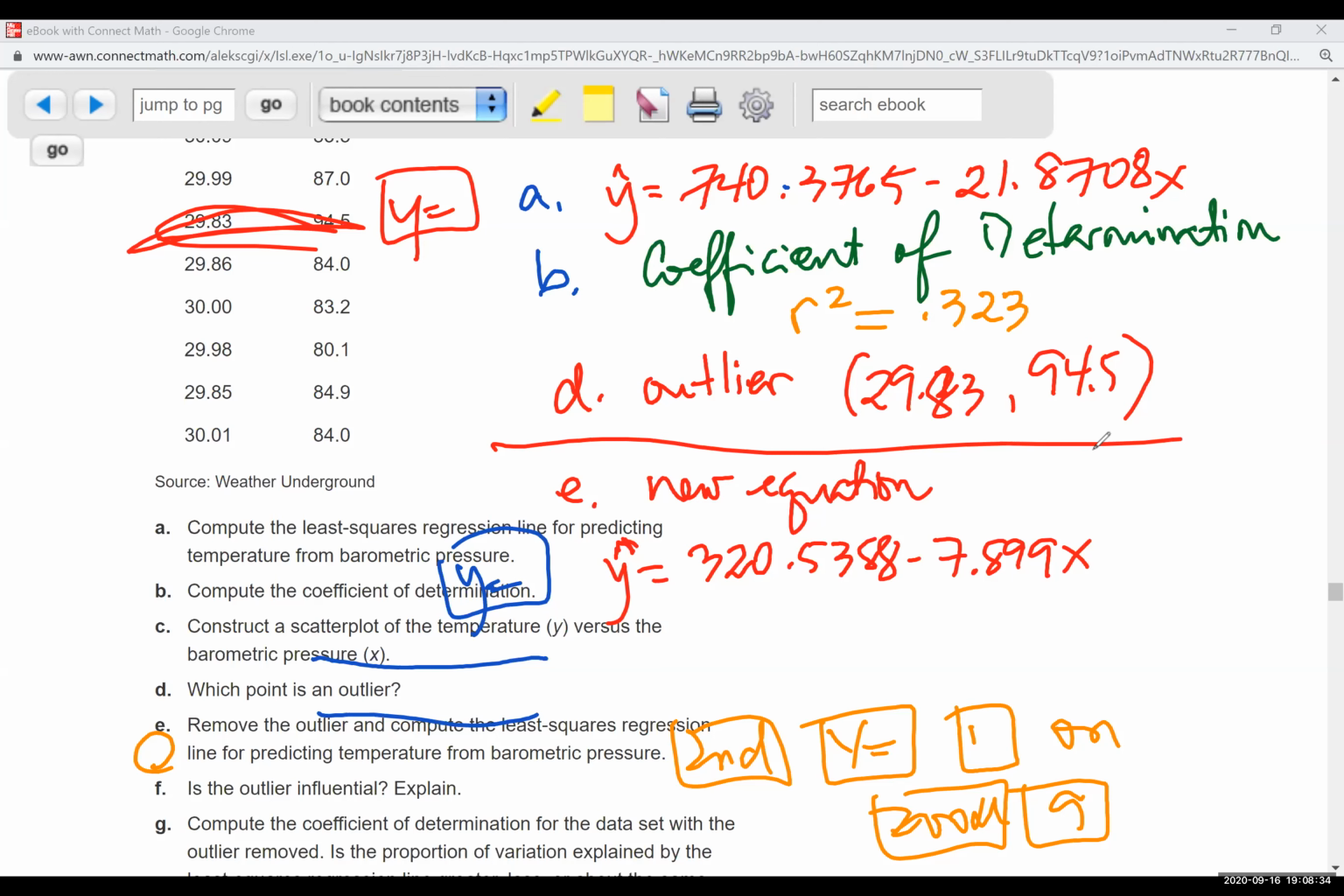How about the rest? Were you able to follow? Yes. All right. So now when you remove the outlier, what do you see with the dots and the line? Are they all very close to the line? Yes, right? So that's why, to answer letter F, that outlier is influential.